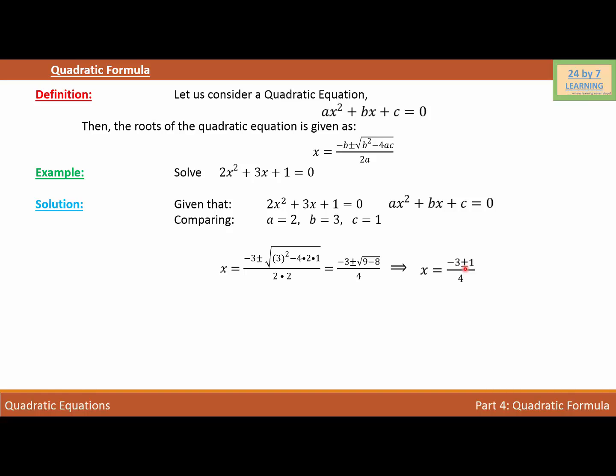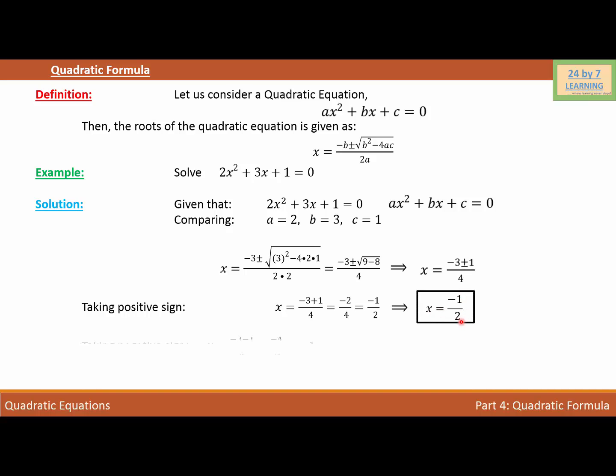So let's first consider the positive value. So let's take the positive sign, and if we do that, we will write x is equal to negative 3 plus 1 over 4. So negative 3 plus 1 is negative 2 over 4. Negative 2 over 4 is negative 1 over 2. So x is equal to negative 1 over 2.